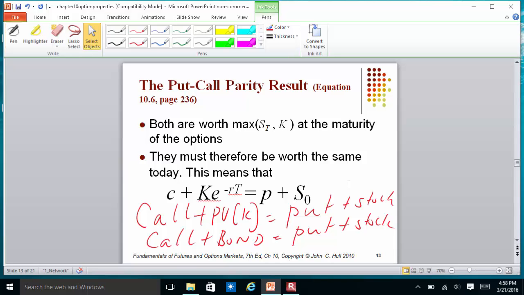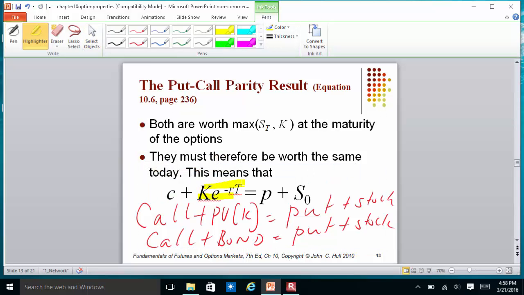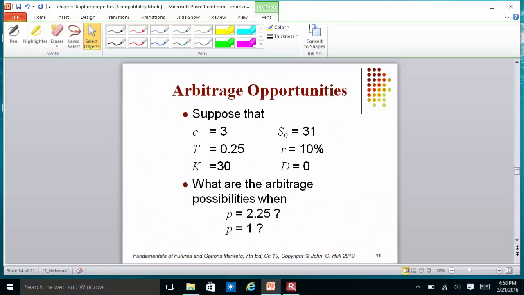Here, the put call parity relationship tells you that the stock plus put, P plus S0, is equal to C, the call, plus the present value of the strike price. K e raised to minus RT stands for the present value of the strike price. The first term is the call, and then we have the put price and the stock price. Another way to say it is that the present value of the strike price is like buying a zero coupon bond with a face value equal to the strike price. So call plus bond is equal to the stock plus the put option.